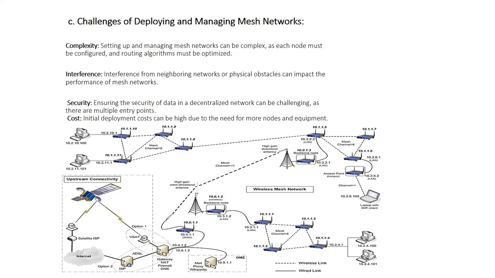Another challenge is interference, whereby interference from neighboring networks or physical obstacles can impact the performance of mesh networks. Another challenge is security, whereby ensuring the security of data in a decentralized network can be challenging as there are multiple entry points. Another challenge is cost, whereby initial deployment costs can be high due to the need for more nodes and equipment. So let me leave Derek to continue from where I've stopped.